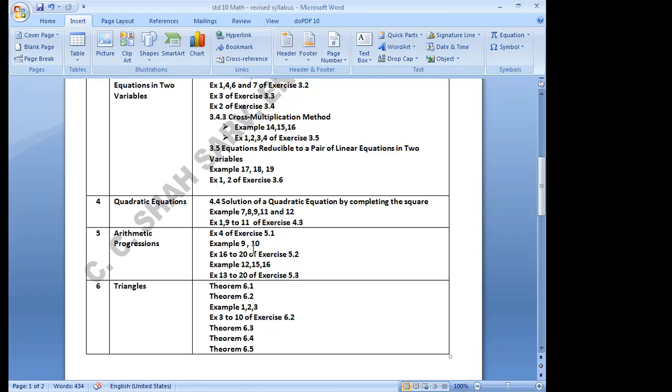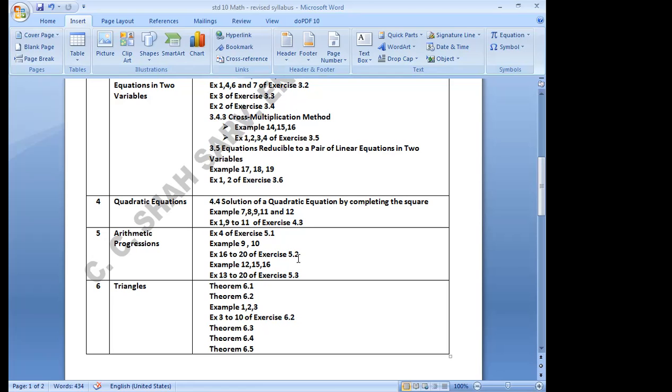Exercise 5.2, sum number 1 to 15 are included. 16 to 20, means 16, 17, 18, 19 and 20, of exercise 5.2 are excluded, means sum number 1 to 15 of exercise 5.2 is included.